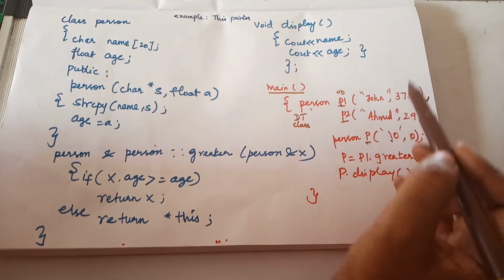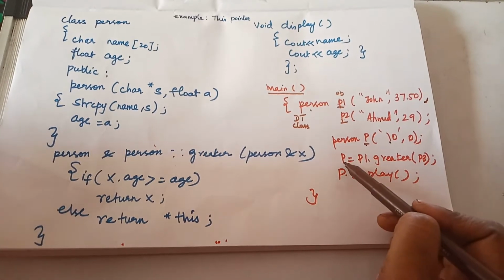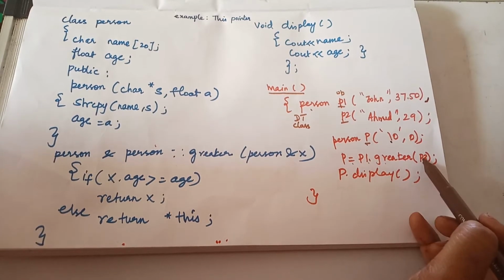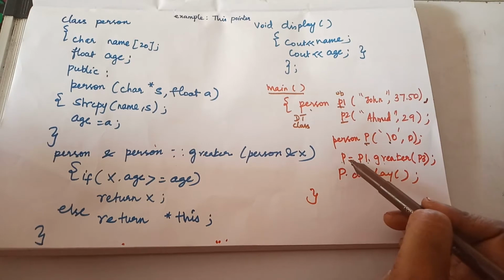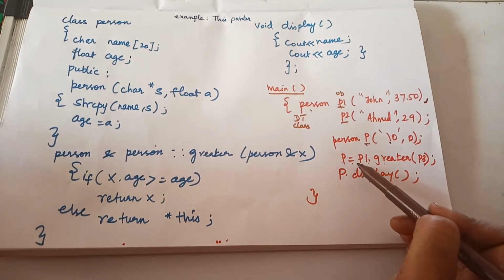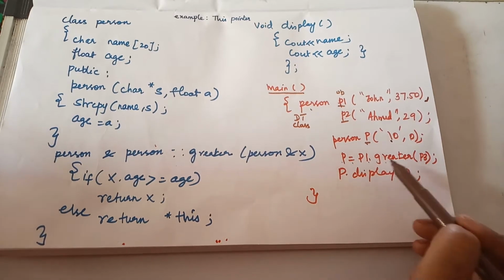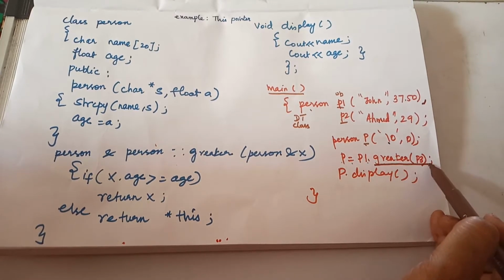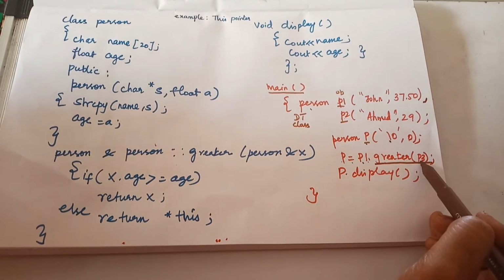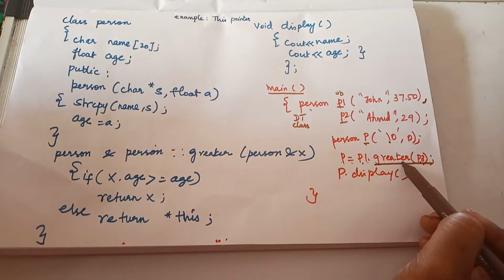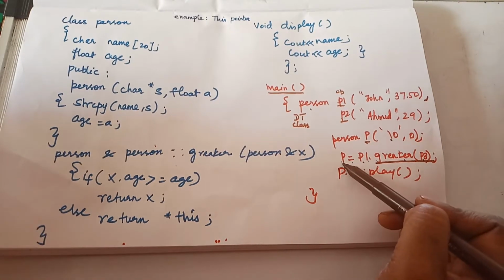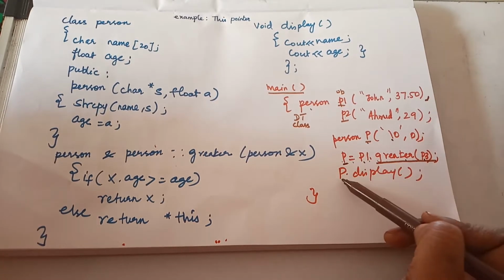This is the parameterized constructor. And P is equal to P1 dot greater P3. I already explained maximum is equal to A dot greater B. Same way P is equal to P1 dot greater P3. I am calling the member function for the object P1 by passing P3. It gives some answer. That answer is also an object. That's why I am creating the object P and display.